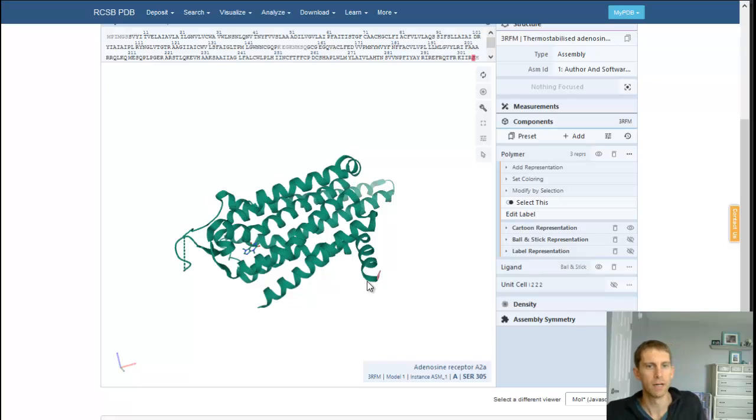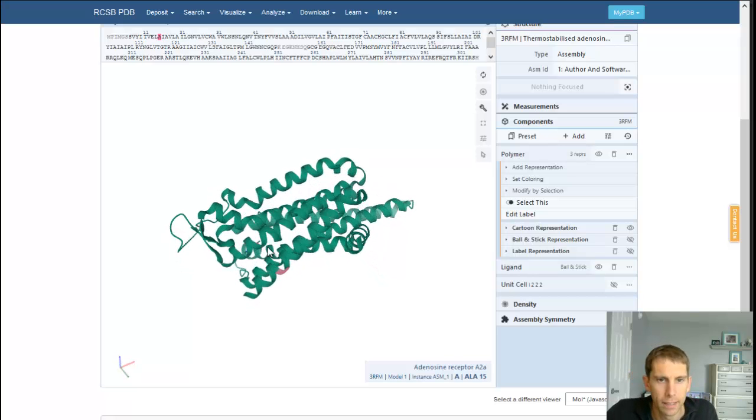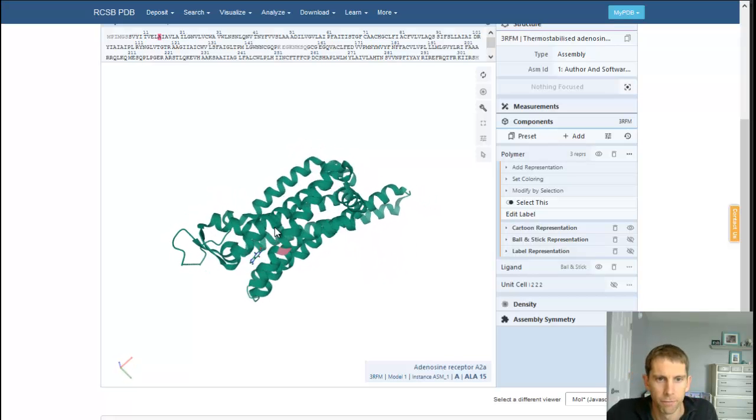And we're asked to find amino acid 15. So I can keep going over here and look at all the ones that are highlighted within this ribbon structure here. I'm at amino acid 17 now, so I went a little bit too far. Right now I'm at 15, and that is alanine. So alanine is amino acid number 15.